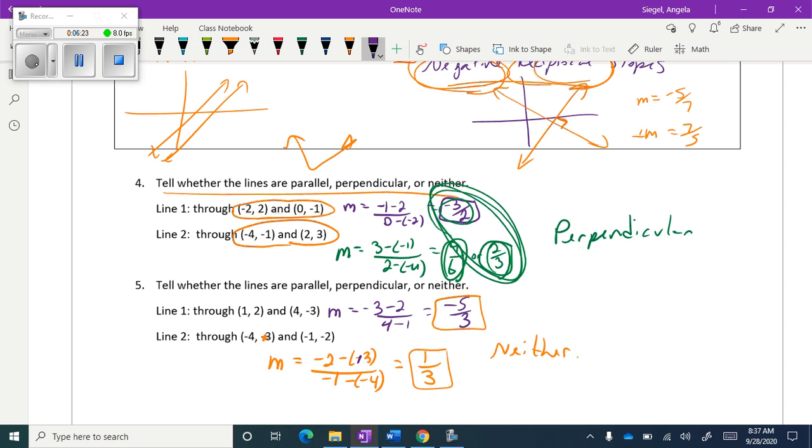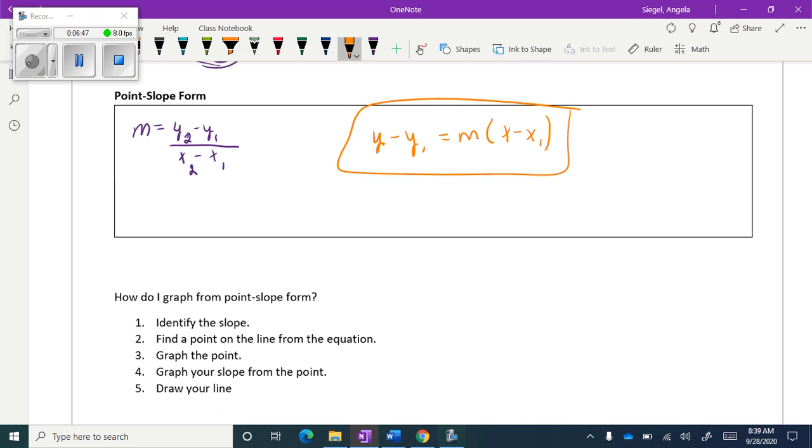So I have -2 plus 3 is, sorry, I said that wrong. -2 minus 3 is -5, and then I have thirds. So notice in this case, if I just change one thing, now they would become parallel. So I just wanted to give you all three options there.